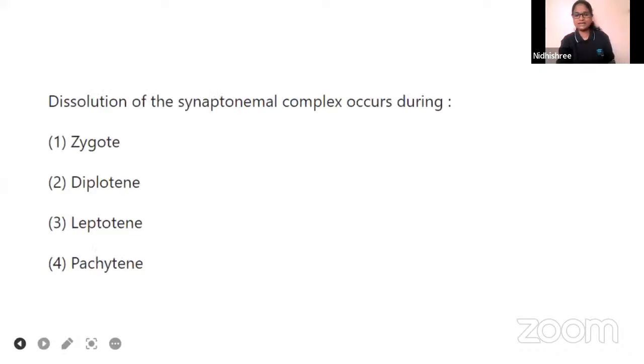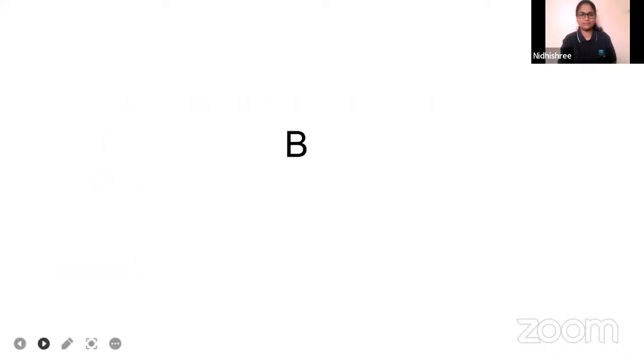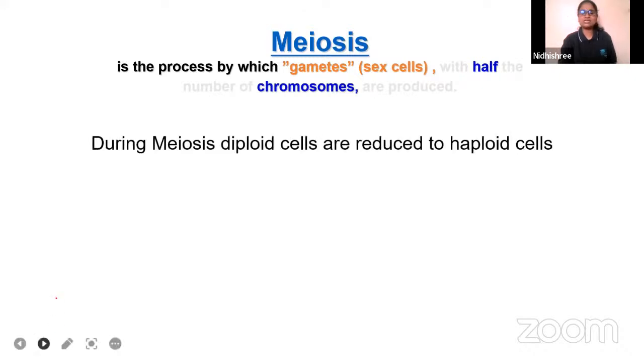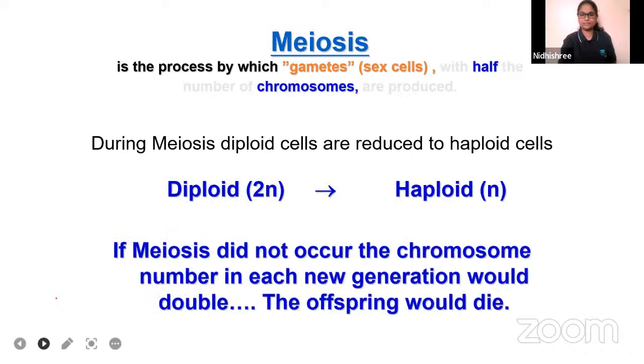So when direct questions are asked like this, you can answer, right? Fine. Meiosis, the next thing is meiosis. It is the process by which gametes or sex cells will be formed with half the number of chromosomes from the parent cell. That is called meiosis. Okay. Next, during meiosis, diploid cells will be reduced to haploid cells. Thus it is called reductional cell division.